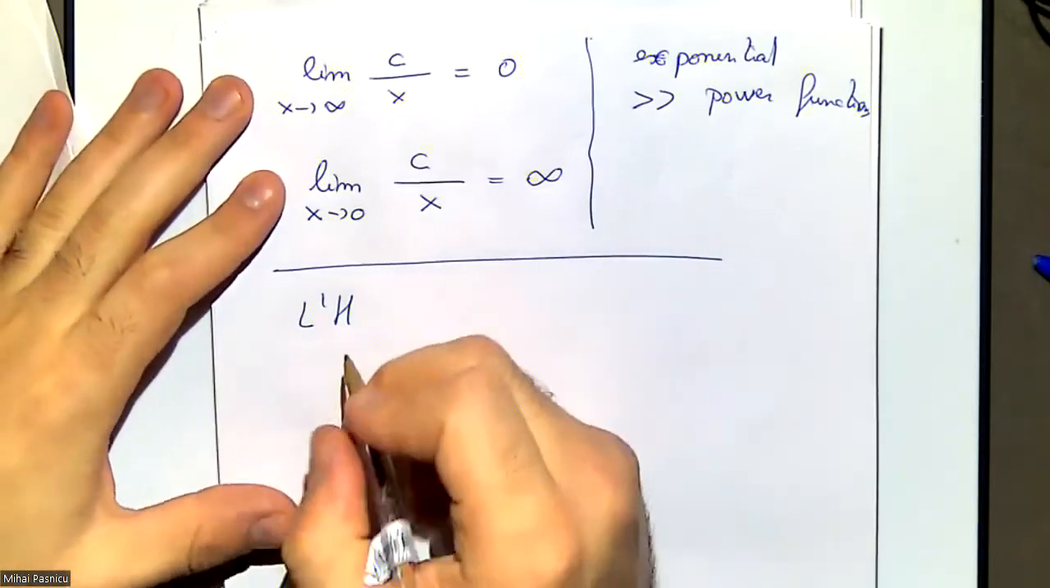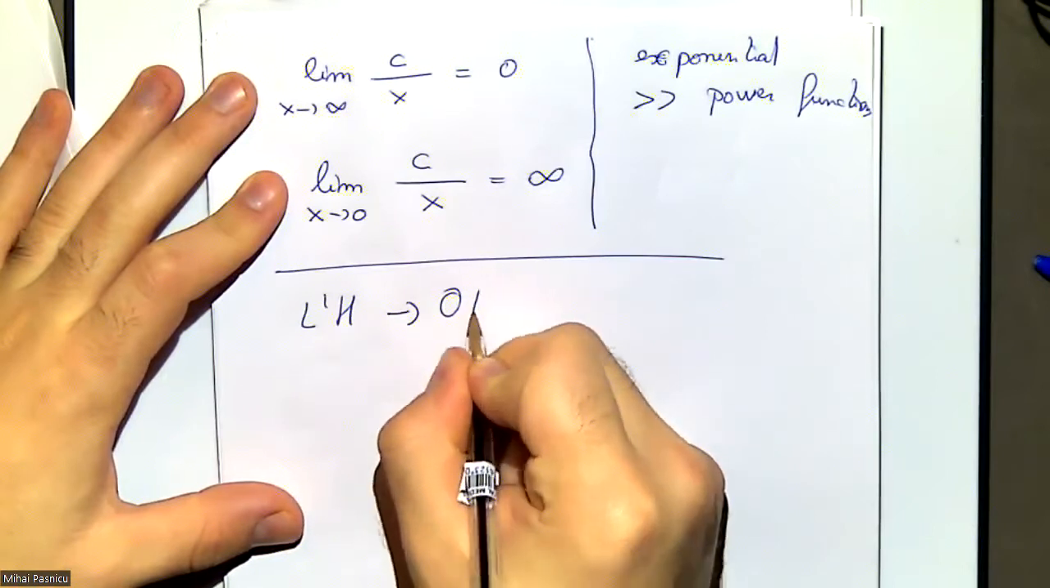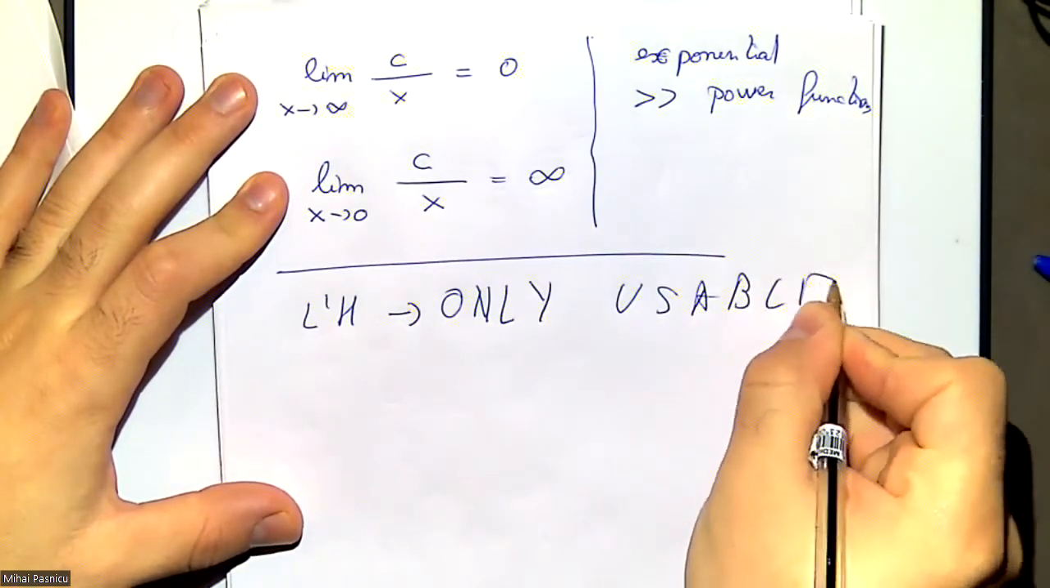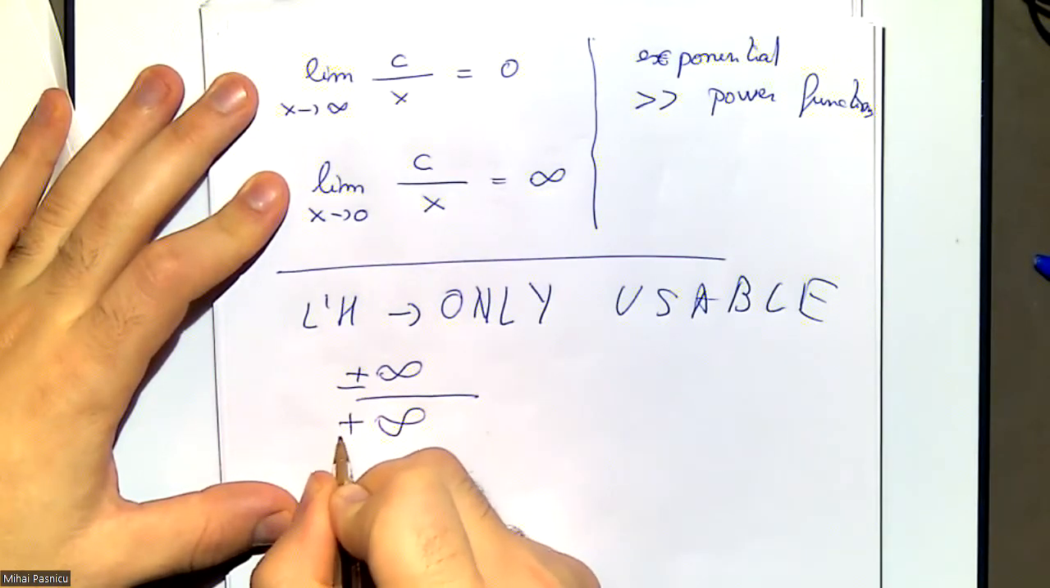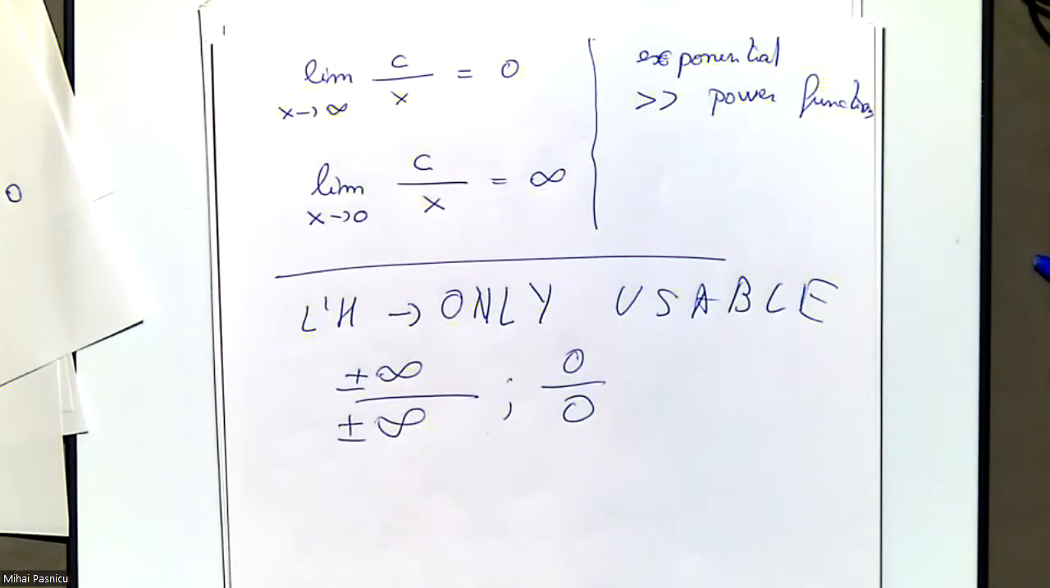Now, the L'Hopital. I'll write in caps lock: only usable for infinity over infinity, plus or minus, and 0 over 0. Again, I could write bigger, but I think you got the point. Only use it in these cases. Just check 10 times before you apply it, because in the exam, if you apply it wrong, you lose everything. You're not getting any partial credit because there's nothing to give there. Okay?